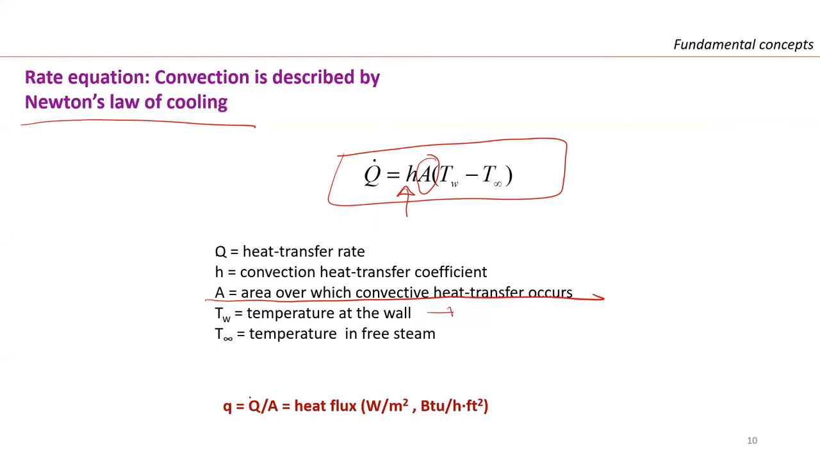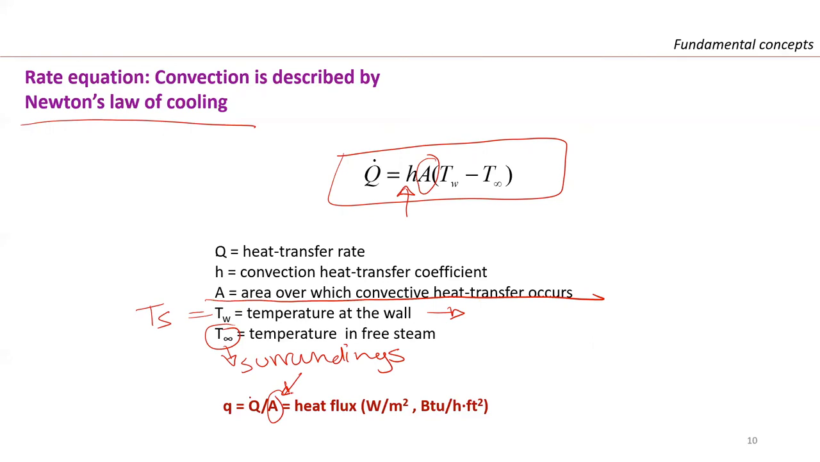T_w is the temperature at the wall. Your textbook or other textbooks may use T_s for T surface instead of T wall, just to denote we are dealing with a wall, a surface, a solid. And T infinity is the temperature of the free stream or the surrounding temperature. Again, for heat flux, divide by the area.